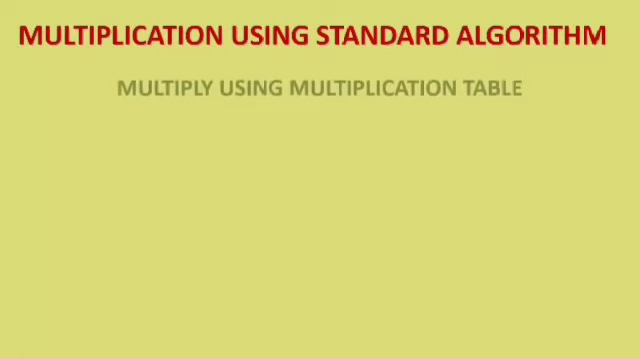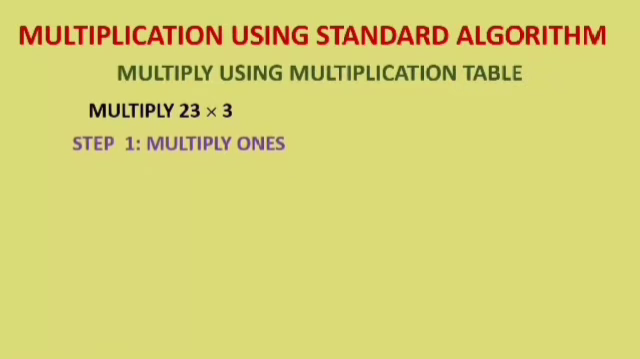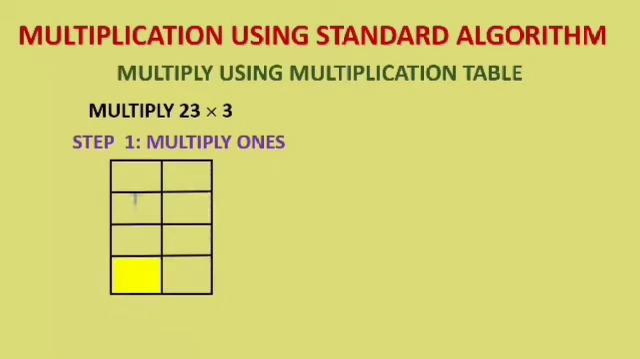Multiplication using standard algorithm. Let us multiply using the multiplication table. 23 by 3. Step 1. Multiply ones. We will multiply the ones place number with 3. So 3 3s are 9. Write the product in the ones place.